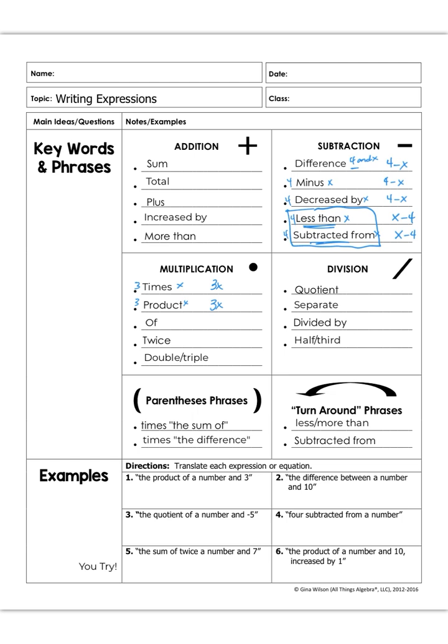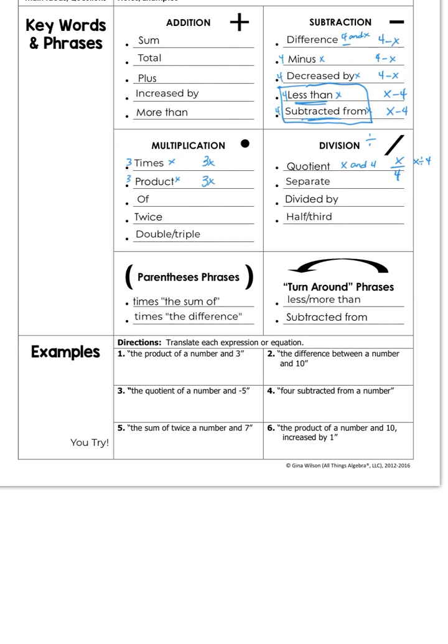Division is quotient, separate, divided by, or half or third. So normally you've always written division with this sign, but this time we're going to generally write it as a fraction. So the quotient of x and 4, x comes first, so it's going to go on top. So I'm going to do x over 4, or I could do x divided by 4. So either one of those would work. But typically we're going to write them in algebra as fractions.